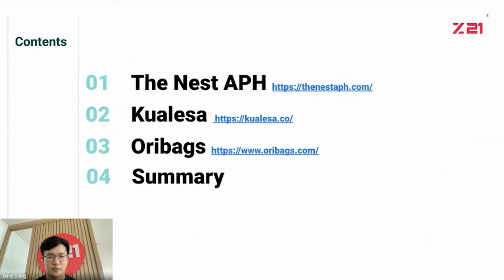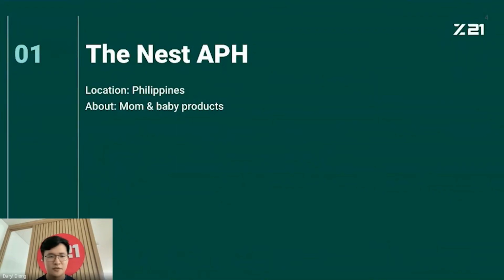These are the 3 brands we'll be auditing today. We will share around 3 to 4 tips per brand. It will not be fully detailed because typically a full audit has to be done with Google Analytics access. In this case, we will only be auditing some of the best practices because we don't have their access. Let's get started. The first brand is the Nest APH. I think they are based in the Philippines and they are in the mom and baby products niche.